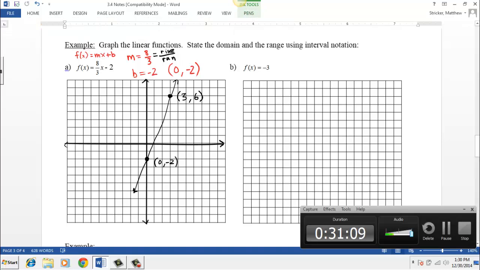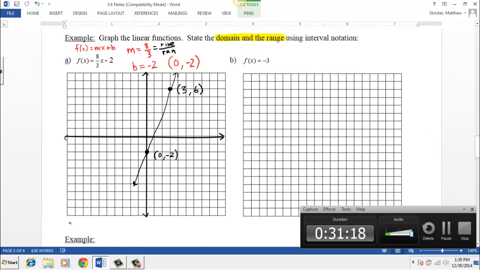It also says here to state the domain and range of the function. Remember, the domain is the set of all inputs, and the range is the set of all outputs. I'm going to use D and R for domain and range. This particular line, it keeps going up. But draw that arrow on there to signify that this line keeps going up, and then an arrow down here to say that it keeps going down. In other words, it's going to cover all these y values, and it's going to cover all these negative y values. It's also going to cover all these positive x values and all of these negative x values.